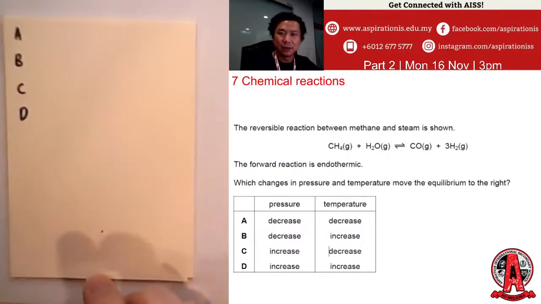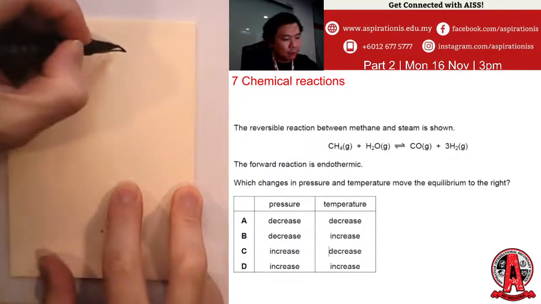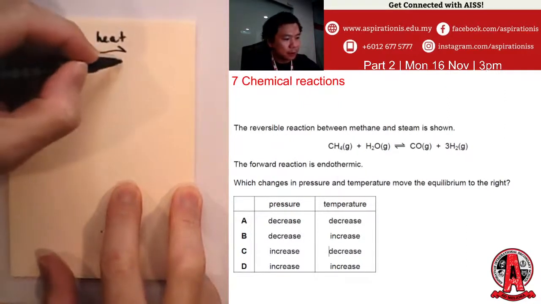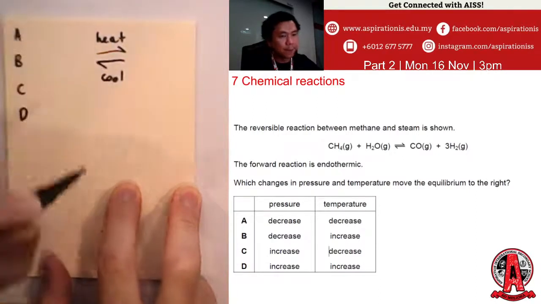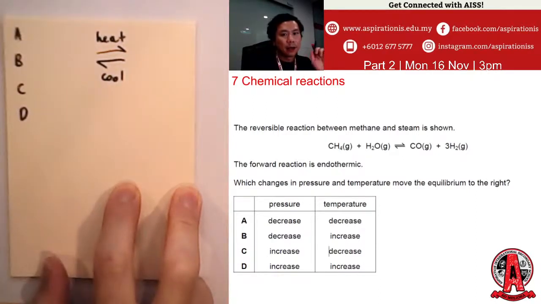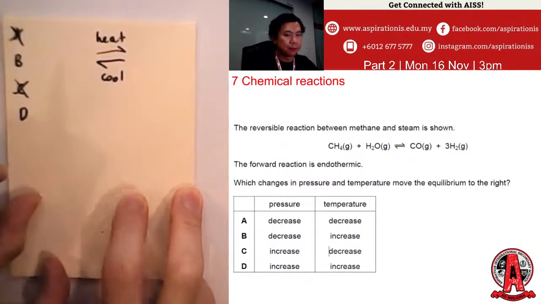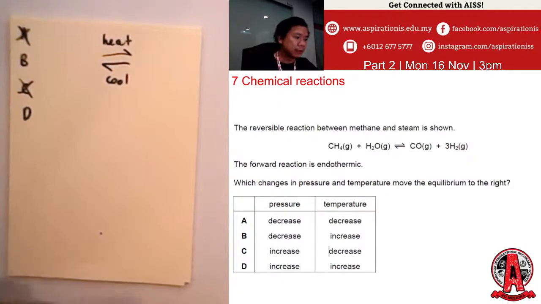Well, the forward reaction is endothermic. Whenever the forward is endothermic, you have the word heat here and the word cool over here. So definitely a higher temperature will move the equilibrium to the right. So the answer is either B or D.